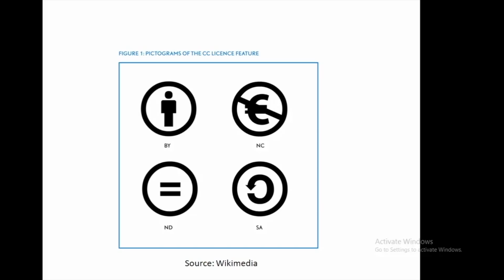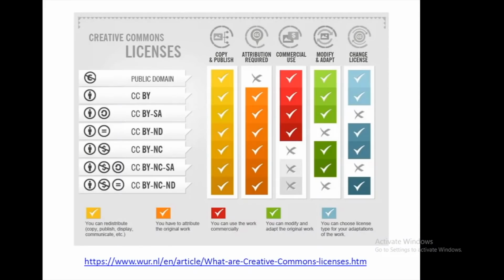The last one is share alike. With share alike, you can change the object, you can tweak the object, you can make changes in the object, but the condition is that the licensing should be the same as the original one. So you cannot change the licensing terms after using share alike. Let us try to understand it in a deeper sense.